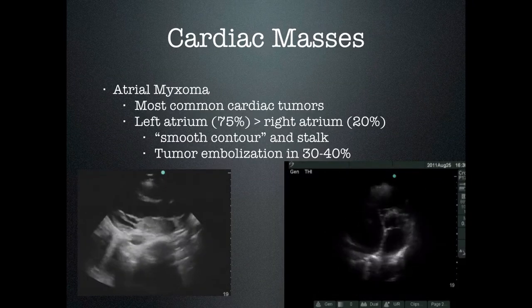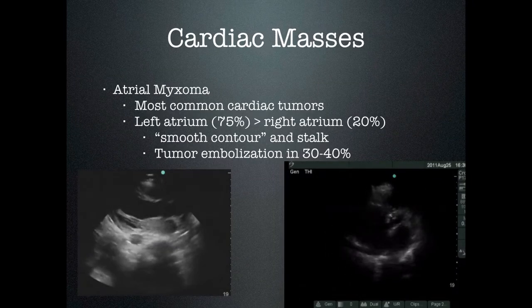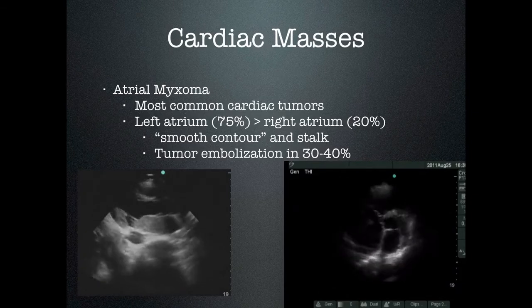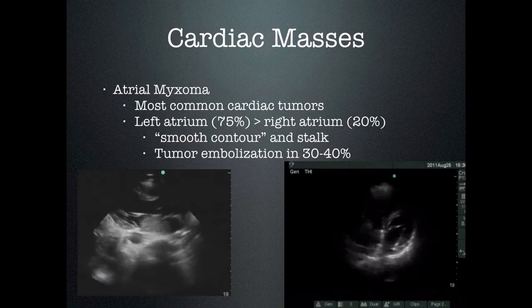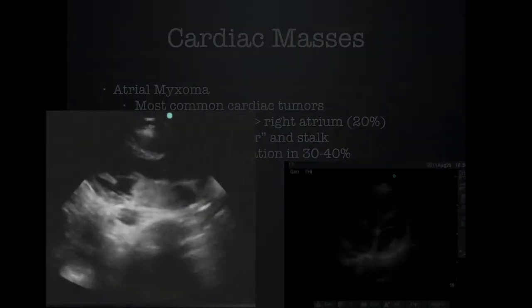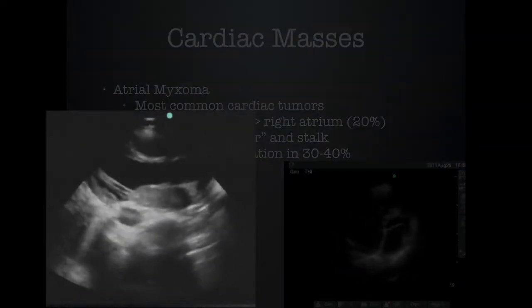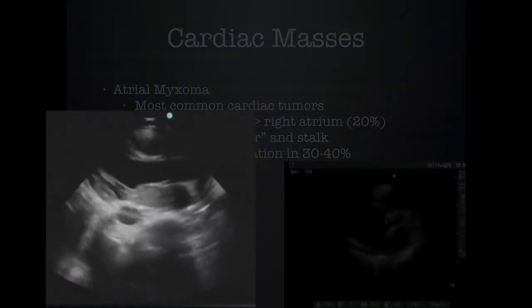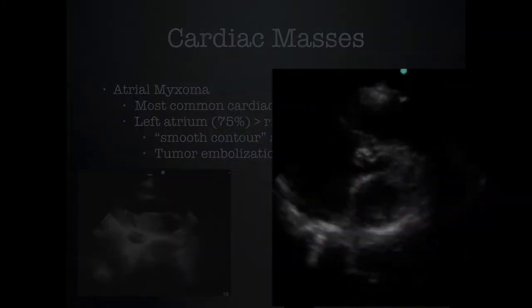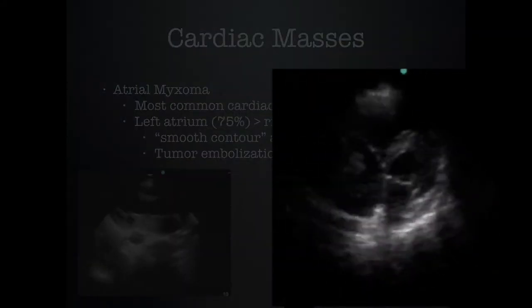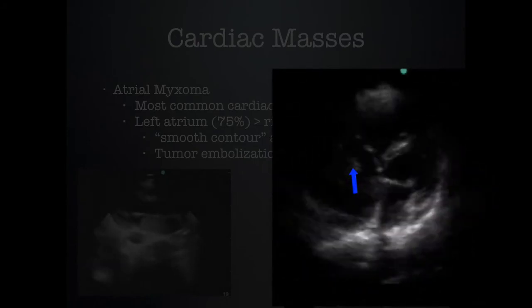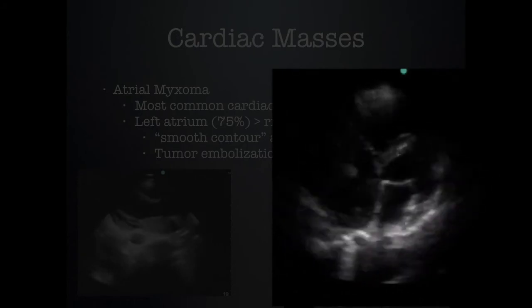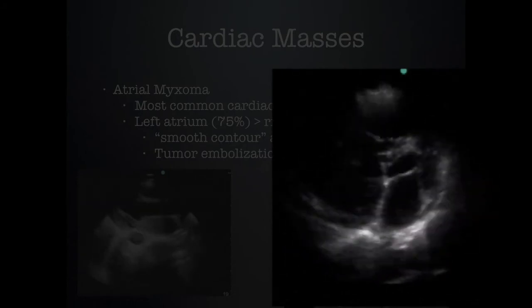Atrial myxoma can be confused with a thrombus. Almost always the atrial myxoma is going to be in the atrium. The left atrium most consistently, 75% of the time. The right atrium, much less. These are very smooth-walled tumors. You can see the one on the left is very smooth-walled. Occasionally you can see the stalk where it's attaching. The one on the right is very difficult to see, but it is in the right atrium, a very dilated right atrium, in this apical four-chamber view.